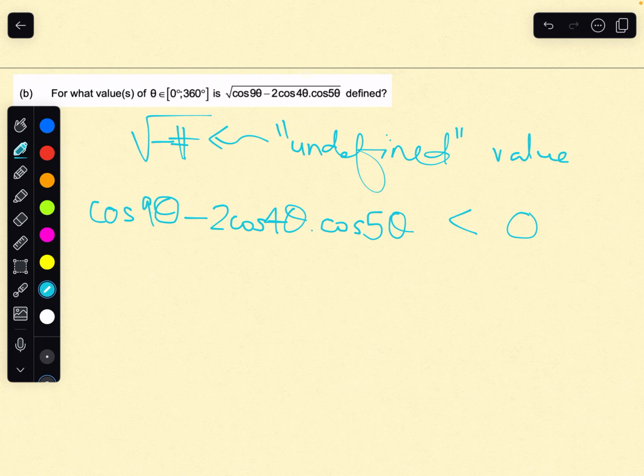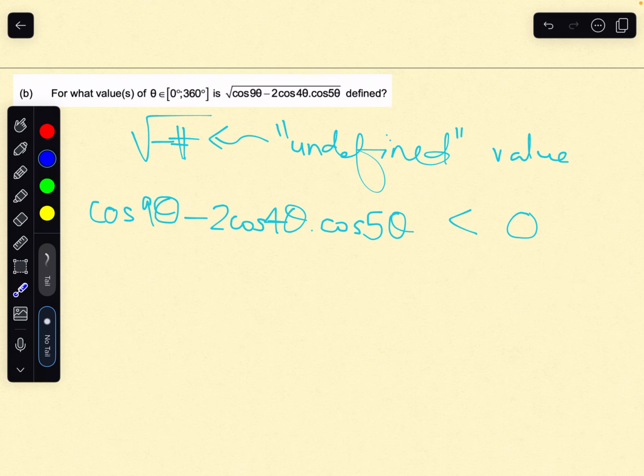Now, the moment I see an inequality, my mind tries to think, can I sketch a graph of this expression and see when it's going to lie under the x-axis? Because then we know that the function is outputting negative values there. But this is unlike any trig function that we studied. We know how to sketch this, but we don't really know how to sketch that, let alone all of that. So maybe I'll hold off on that idea.